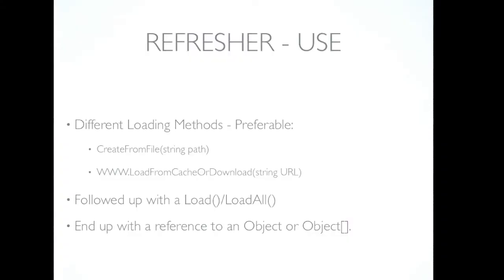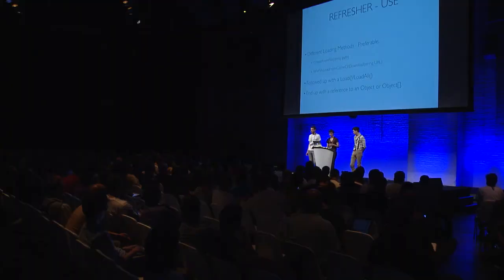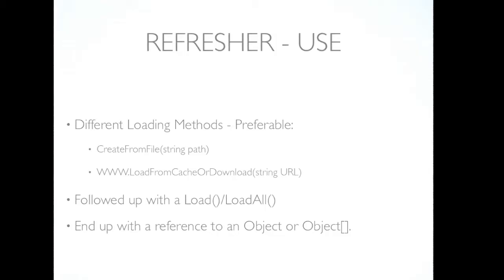Then once you've got the bundle in memory, you can pull the assets out of it with Load to get a single object, LoadAsync, which does the same thing but asynchronously with the coroutine system, and LoadAll, which gets you an array of all the objects that are in the bundle.